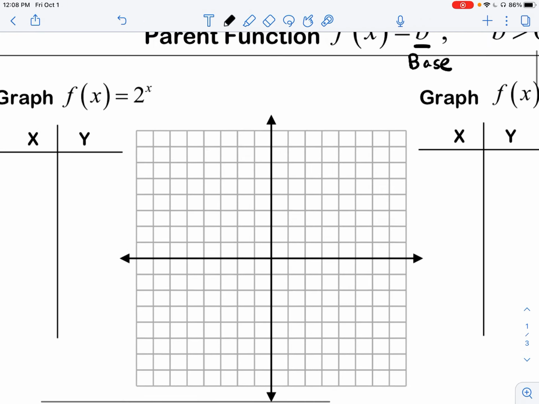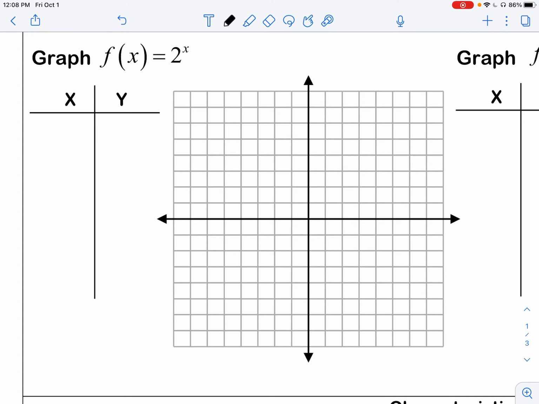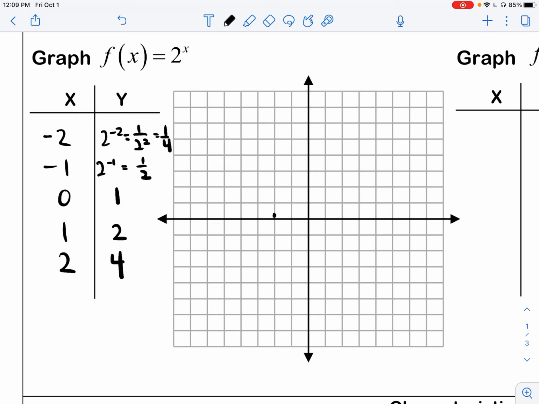Let's go ahead and look at the graph for 2 to the power of x. Let's plot these values. If we take 2 and raise it to the negative 2 power, this is equivalent to 1 over 2 squared, which is just 1 over 4. 2 raised to the negative 1 power is 1 over 2. 2 raised to the 0 power is 1. This would give us 2, and this would give us 4. So if I plot those points, negative 2 gives us 1/4, negative 1 gives us 1/2, 0 gives 1, 1 gives 2, 2 gives 4. This function would look something like this.